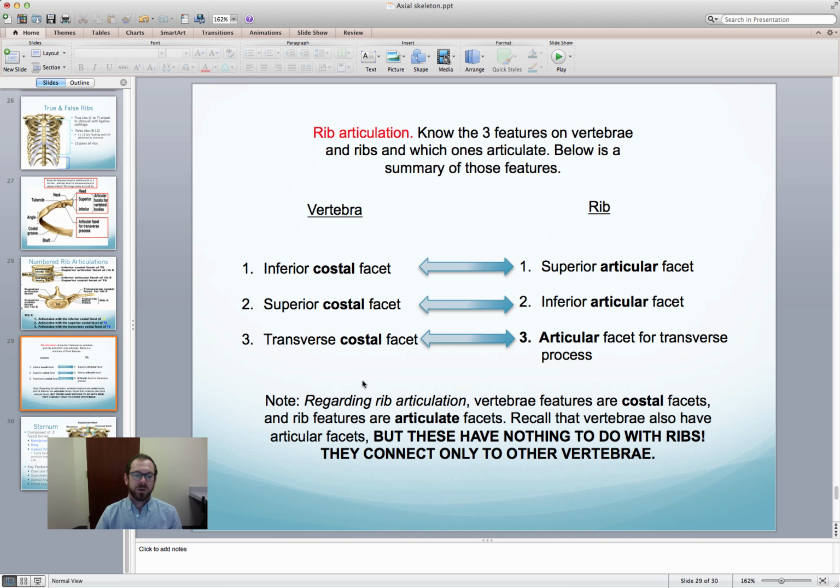Okay, so I just want to note something here regarding rib articulation. All right, vertebrae features are called costal facets, and rib features are called articular facets. All right, recall that vertebrae also have articular facets, but remember, with rib articulation, this has nothing to do with ribs. Articular facets on vertebrae connect with other vertebrae. They do not connect to ribs.